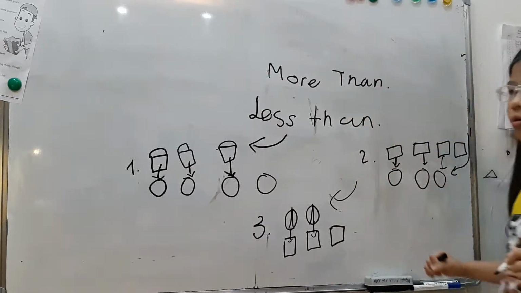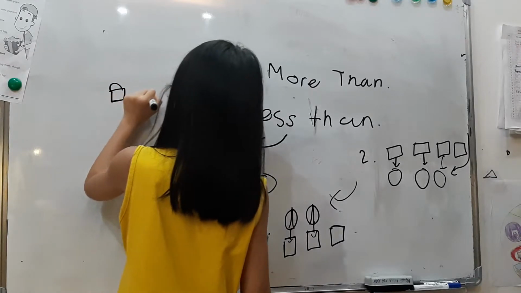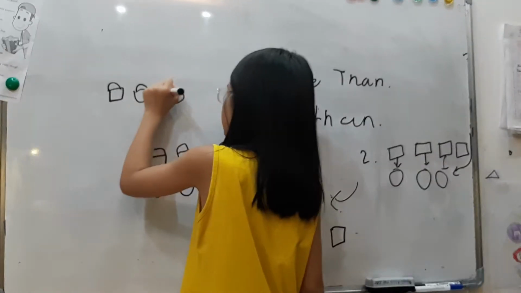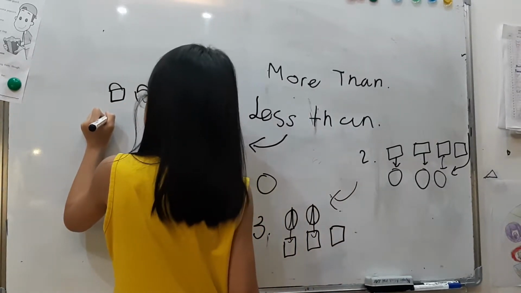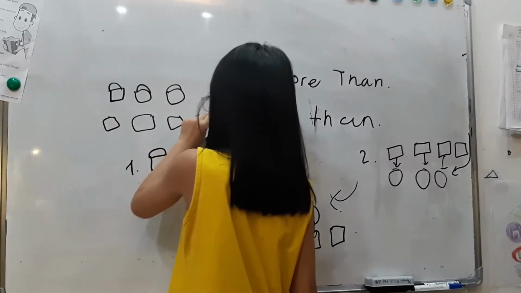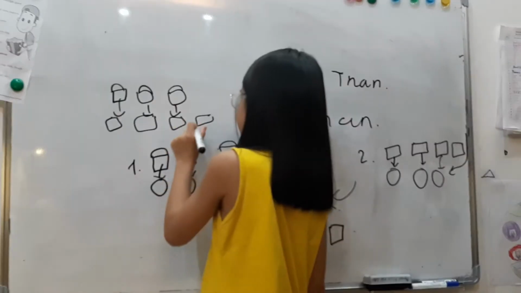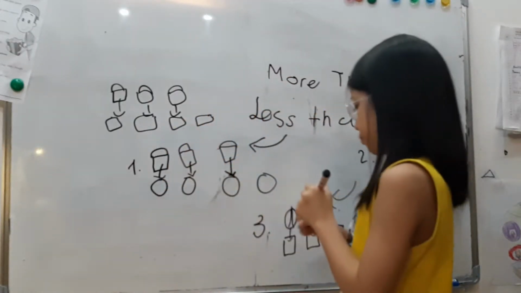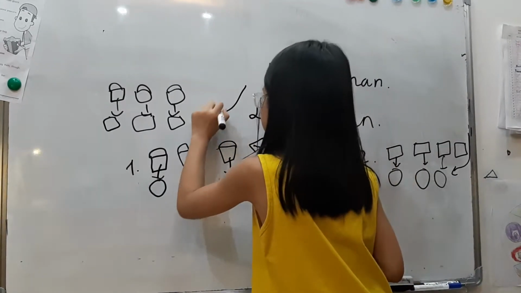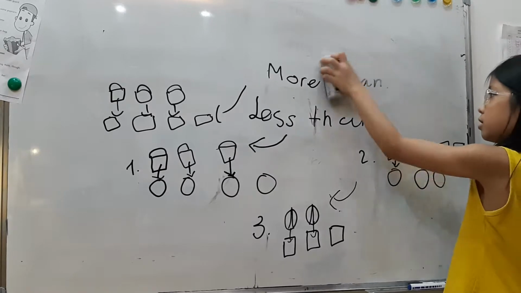Our example, here is muffin. Square. Here. And what other? So, the square is more than. Okay, I tell you about this.